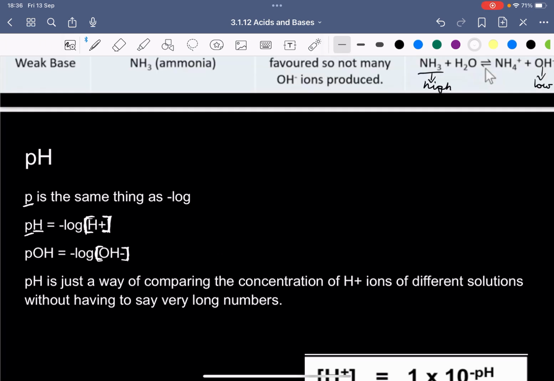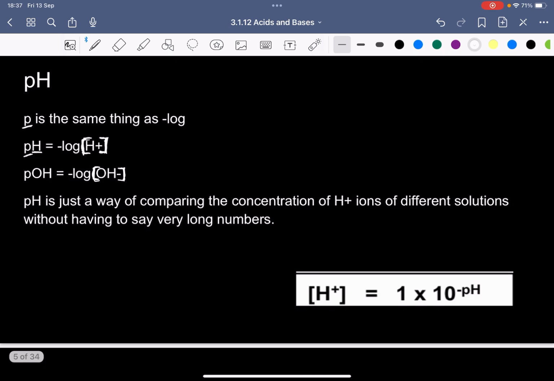Now what pH actually is, is just a way of comparing the concentration of H+ ions of different solutions without having to say very long numbers.